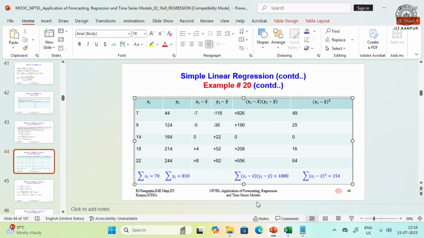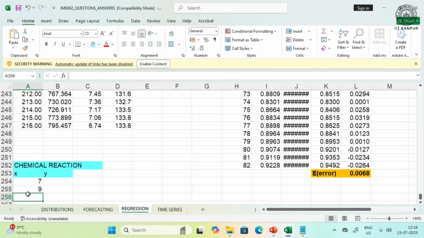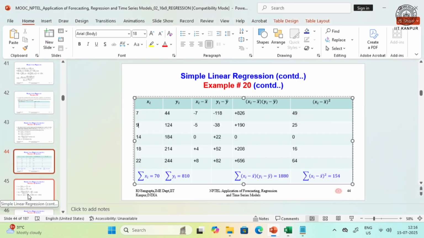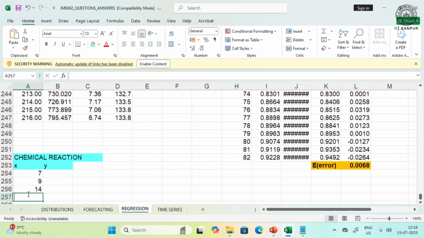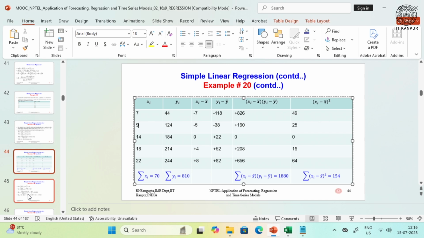This is a small data set, which is 7, 9, 14, 18, 22. So, 5 data points. Again, let us check, there should not be an error in copying. 7, 9, 14, 18, 22.